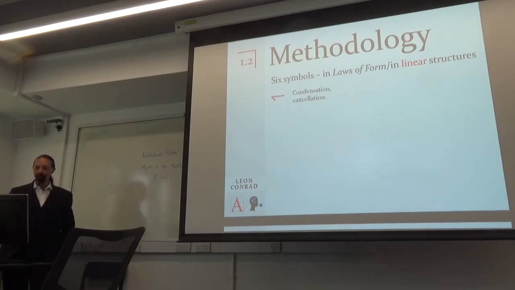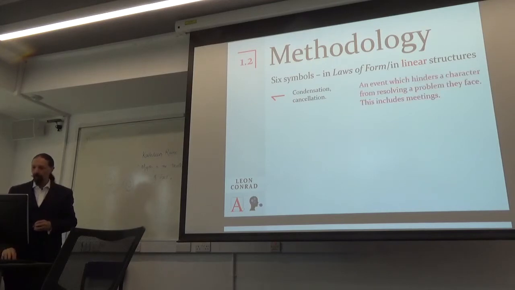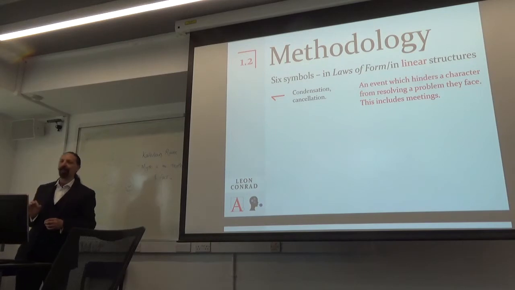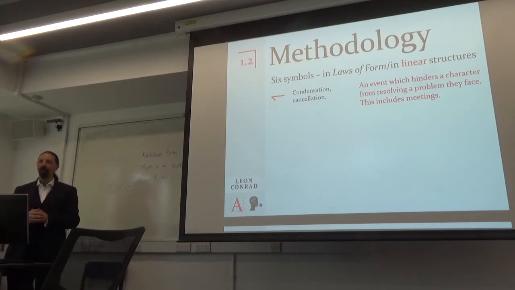A backwards step in Spencer Brown's work is where big things become smaller with the same value. And in my work, I use it to symbolize an event which hinders a character from resolving the problem they face, and this includes meetings. So when a character is happily going down the road towards solving the problem, and they come into contact with something or someone, and they have to have a conversation, they don't know whether that someone is going to be a friend or helper, or an enemy or hindrance. At that point, they're just stopped in their tracks.